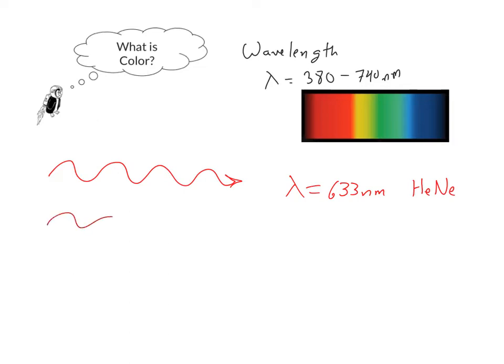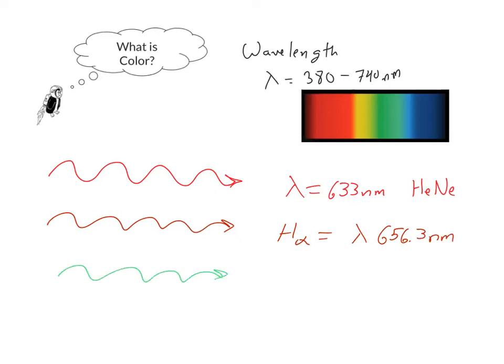Another important color is the hydrogen alpha line. This is one of the primary colors we use to identify hydrogen in the universe. And it's going to have a wavelength of 656.3 nanometers. A green laser pointer, on the other hand, is going to have a different wavelength.